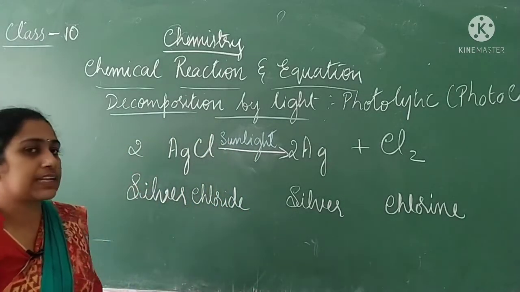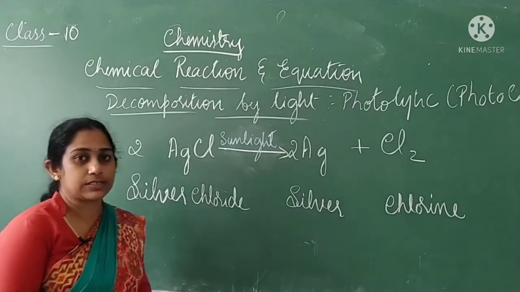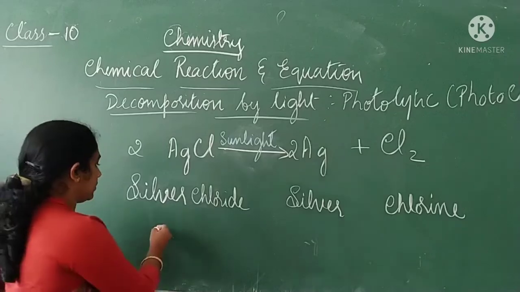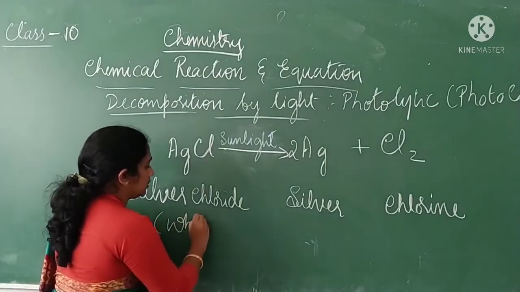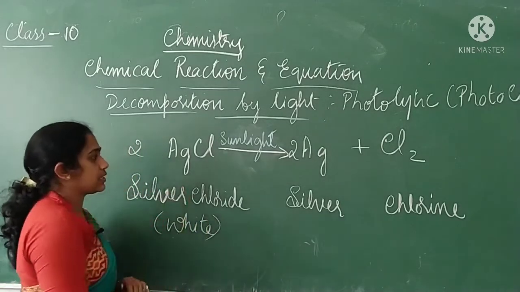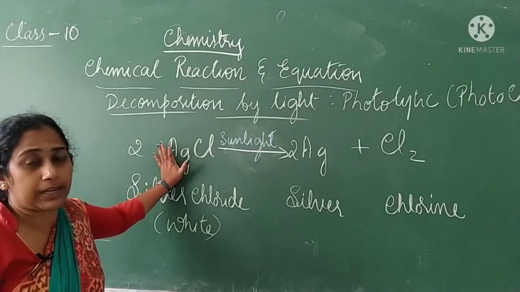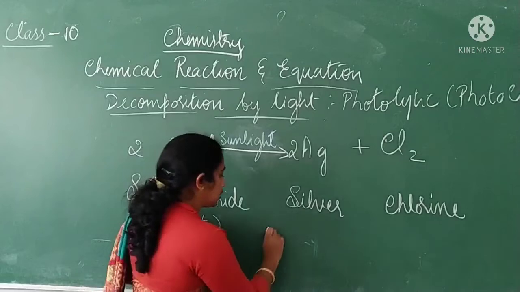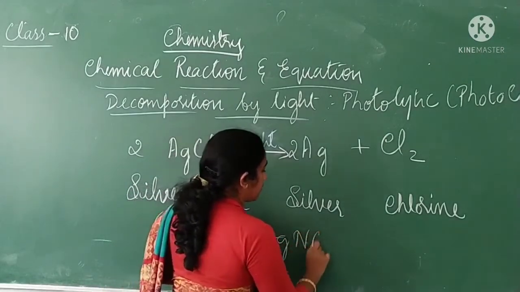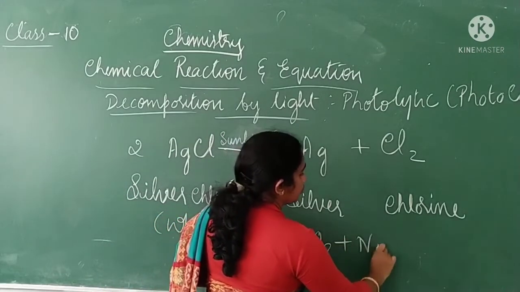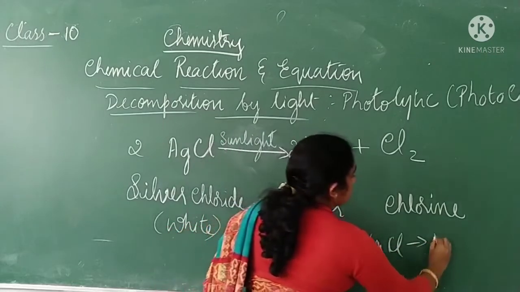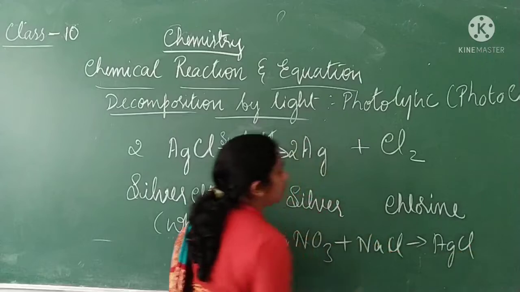Here I have taken the example of silver chloride. Silver chloride is a white color crystal salt. So what happens to this white crystal salt? Silver chloride is prepared by the reaction between silver nitrate and sodium chloride. When silver nitrate reacts with sodium chloride, we get a compound called silver chloride. This is how it has been prepared.